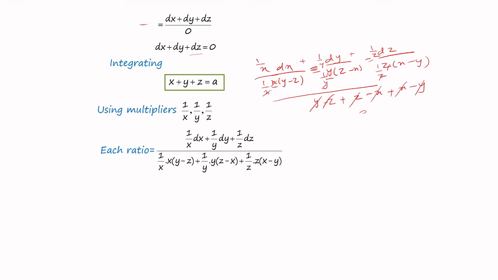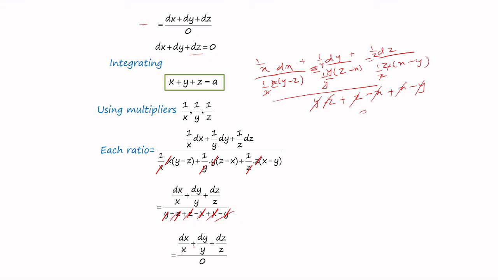1 by x into x(y minus z) plus 1 by y into y(z minus x) plus 1 by z into z(x minus y). So here your x gets cancelled, y gets cancelled and z gets cancelled, isn't it? After that you have the term dx by x plus dy by y plus dz by z, divided by y minus z plus z minus x plus x minus y alone. Here the terms get cancelled: minus y with plus y, minus z plus z, minus x plus x. All the terms get cancelled, so the denominator becomes 0.